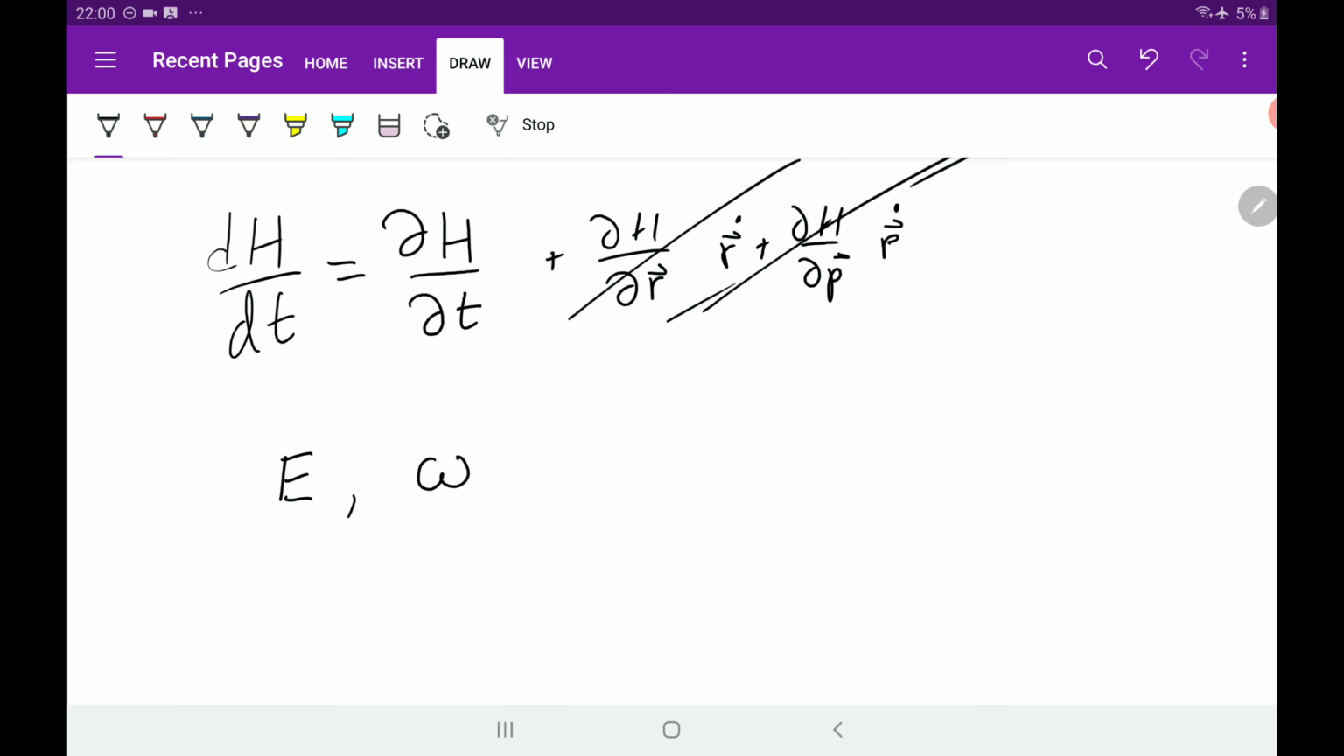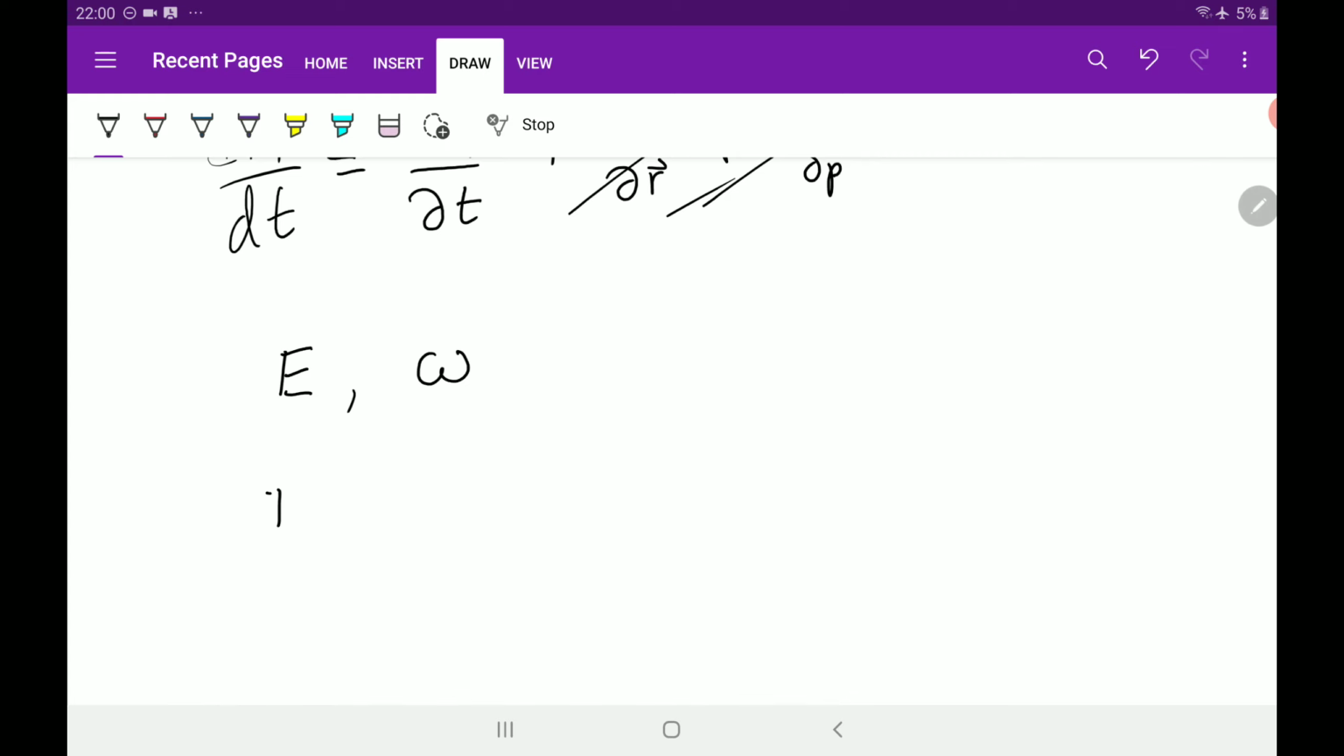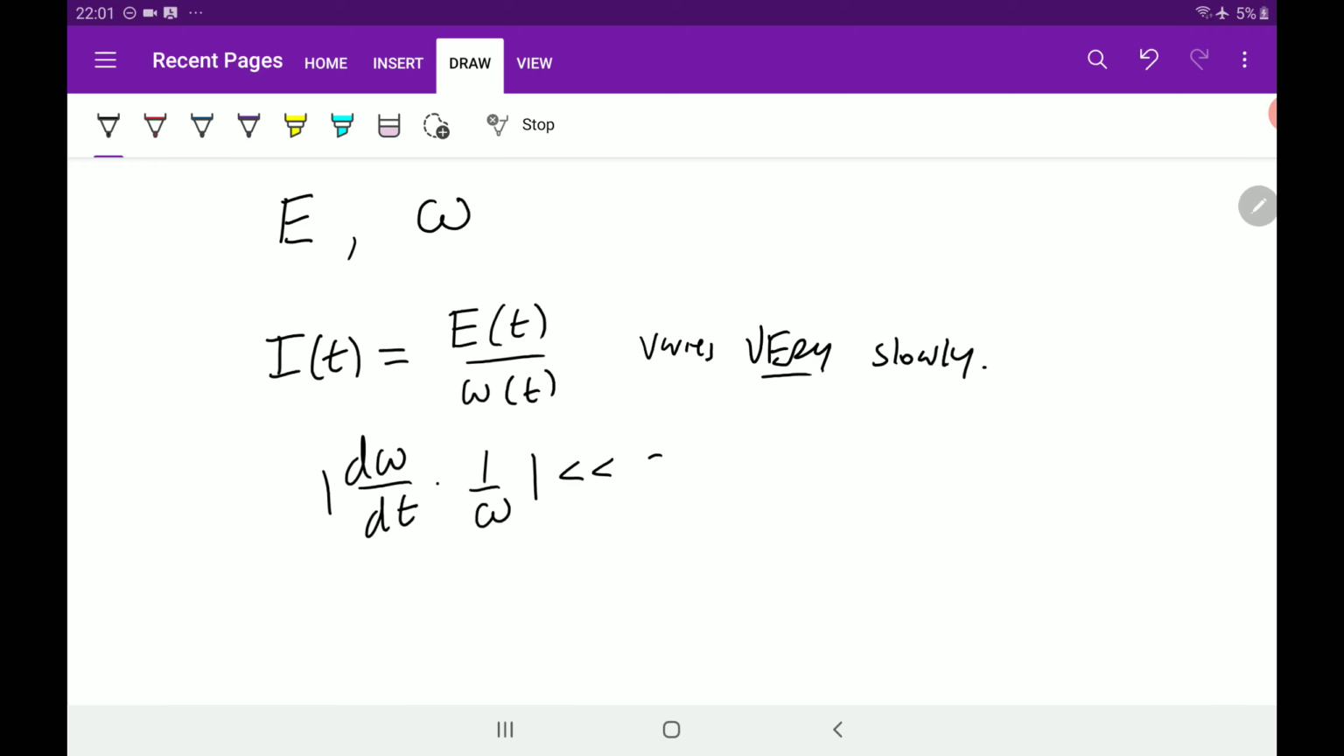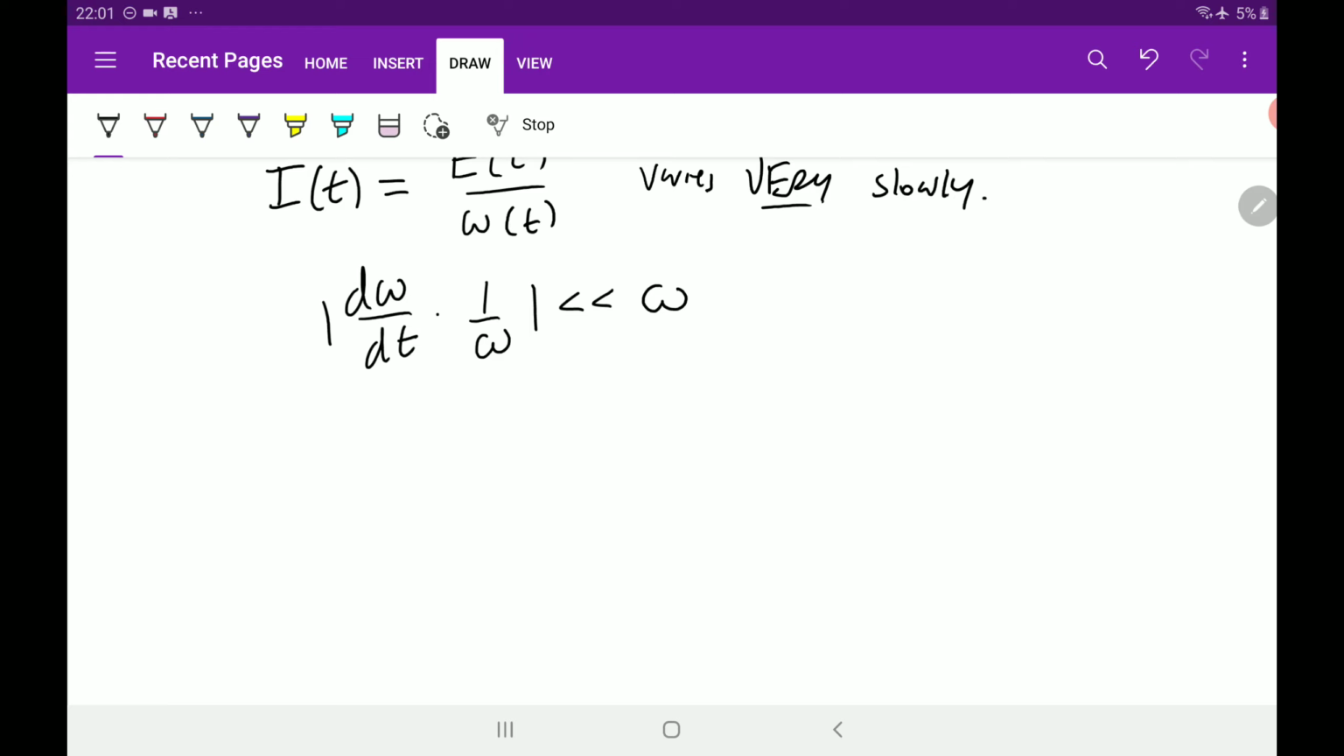as well. But the key piece of physics is in realizing that actually I(t), this thing called the adiabatic invariant, which is the energy as a function of time over omega(t), varies very slowly. Okay, so this is under the condition that dω/dt times 1/ω, which is how much the angular frequency changes over a period, roughly speaking, is much less than whatever the angular frequency is at this moment. Okay?